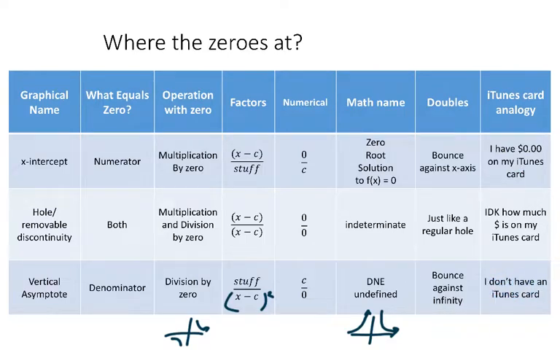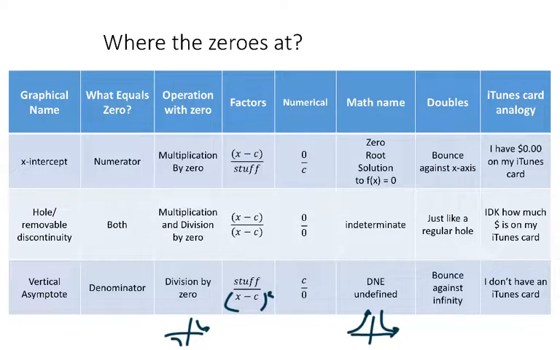Okay? So a hole is when you're both multiplying and dividing by 0. It's also called a removable discontinuity. We're not going to deal with these much. I just want to let you know that they exist. So, what equals 0? Both the numerator and the denominator are equal to 0. We're multiplying and dividing by 0. The factors would look like this algebraically. On the numbers, if you were evaluating at that point, you'd get a 0 divided by 0.